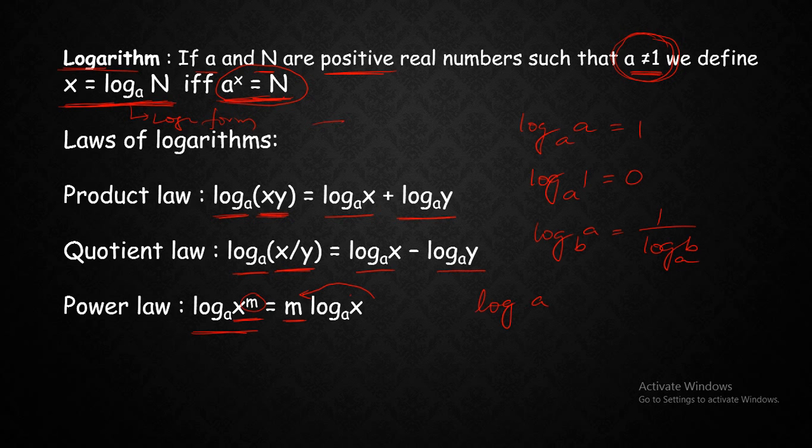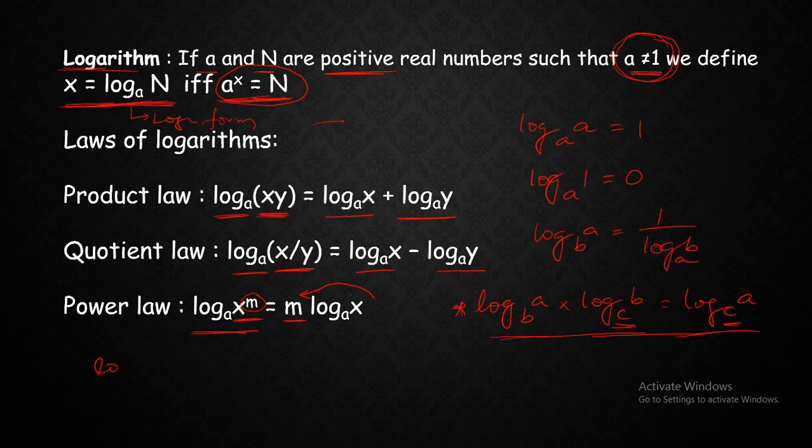If you have log a to the base b into log b to the base c, then I can write it as log a to the base c. This is what we call the base changing rule. So whatever base we want, we can obtain that particular base.